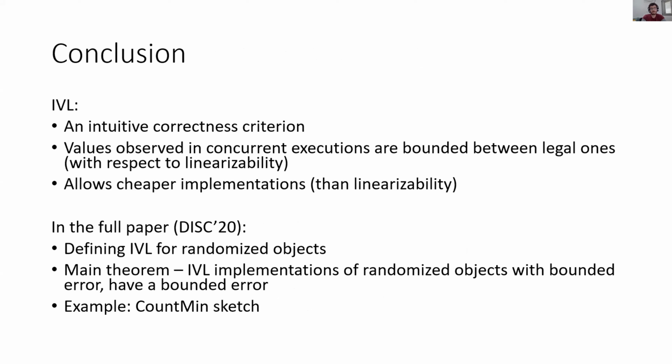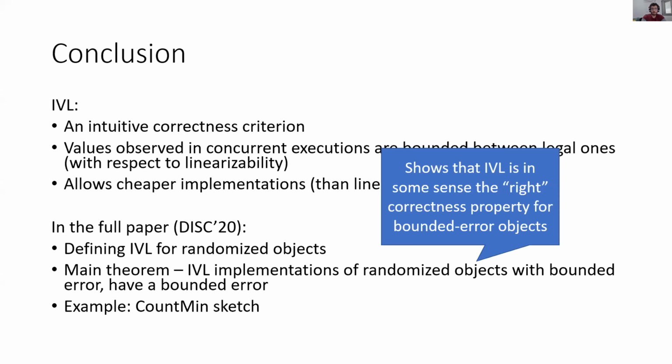Right, so to conclude, we present IVL, which we find to be an intuitive correctness criterion. The values are bounded between legal ones, which means you could work with this correctness criterion. And we show in the paper that it allows for sometimes inherently cheaper implementations than linearizability. And in the full paper that we'll present in DISC, we also define IVL for randomized objects and show a main theorem that shows that for a family of randomized objects which have bounded error, this is actually intuitively the correct criterion for such objects. And in the example, we present sketches and a couple of other objects. So thank you, and I'll take questions.